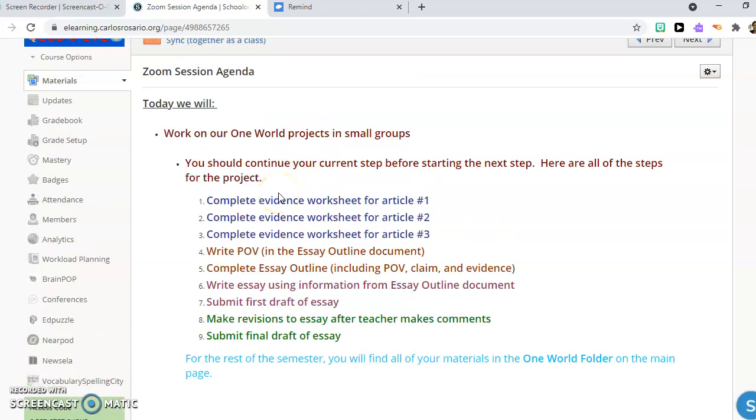Please make sure that you are doing the essay because you do have a chance to win $100 if you do the essay and you complete some of the flip grids. So make sure you do it if you're trying to win $100.